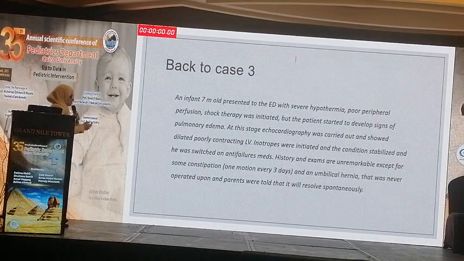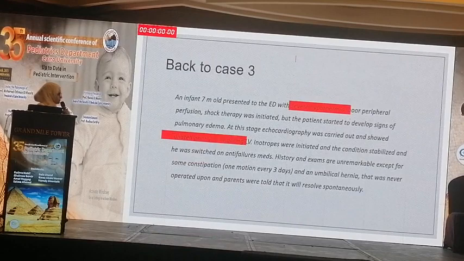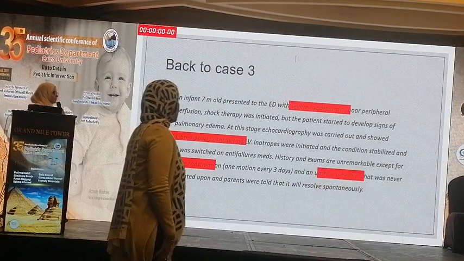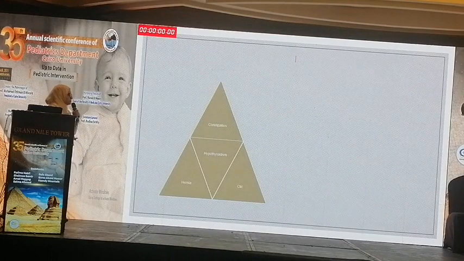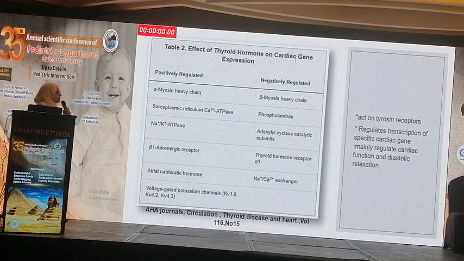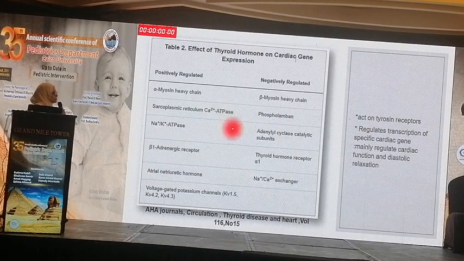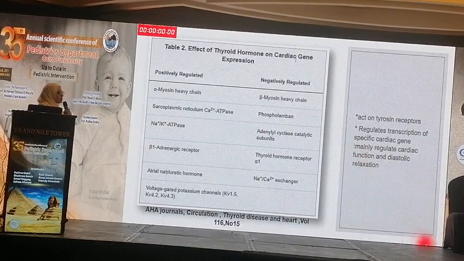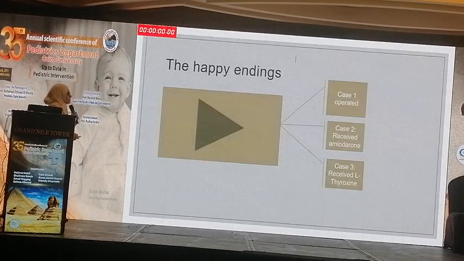Back to case three, we have a patient with severe hypothermia, dilated poorly contracting LV, constipation, and umbilical hernia in a 7-month-old boy. That's it. It's a triad of constipation, cardiomyopathy, and hernia. It's hypothyroidism, so we just need thyroid hormone, not furosemide and inotropes. Thyroid hormone effects are important for cardiac muscle; it acts on nuclear receptors, also it regulates gene expression, and has an effect on cardiac contractility. So case 1 was ALCAPA and got surgical repair, case 2 received amiodarone, and case 3 received thyroid hormone.